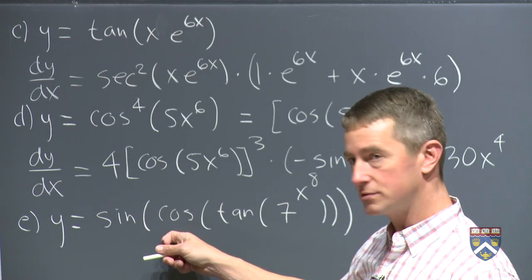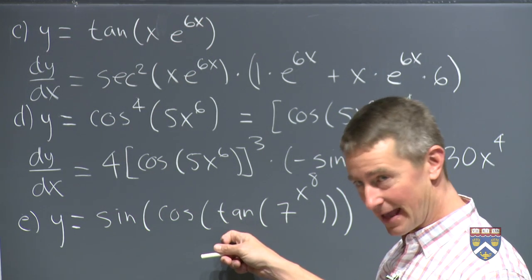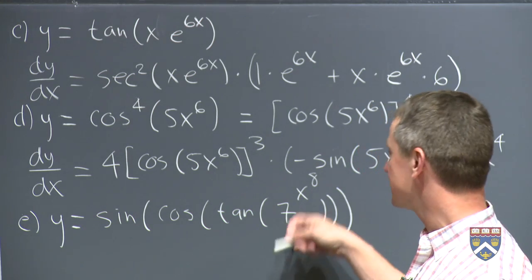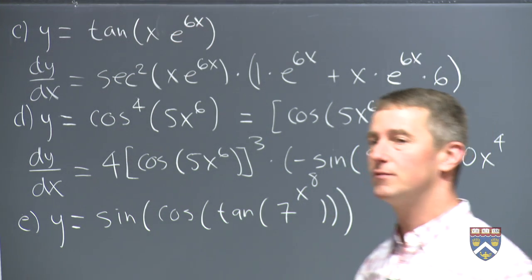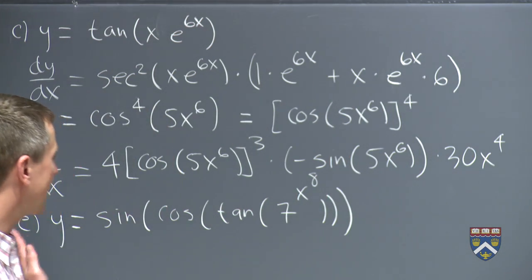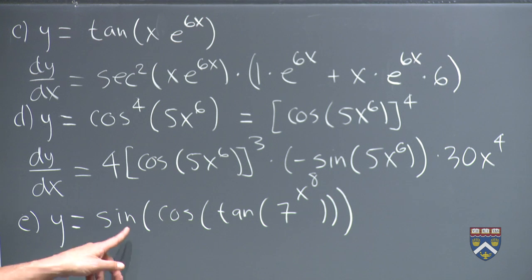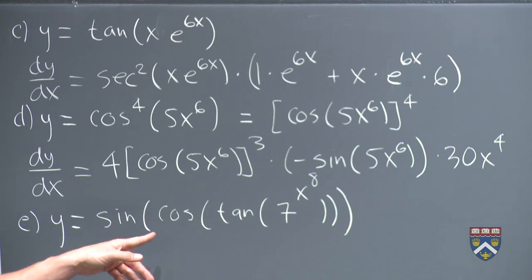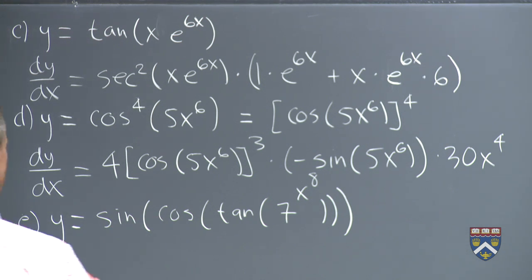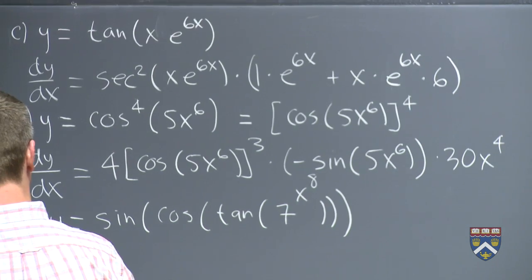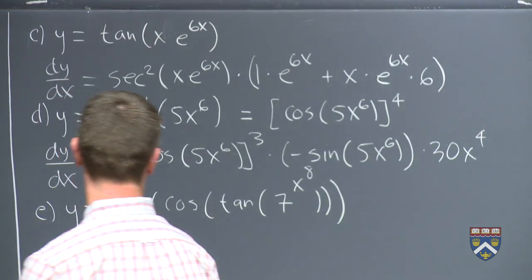Sine of cosine of tangent of 7 to the x to the 8th. So each of is a chain rule. So there's no multiplication happening here, right? Because I can't just have a sine by itself multiplied by something. So this is a big, big chain rule. If you can get this problem right, you understand the chain rule.